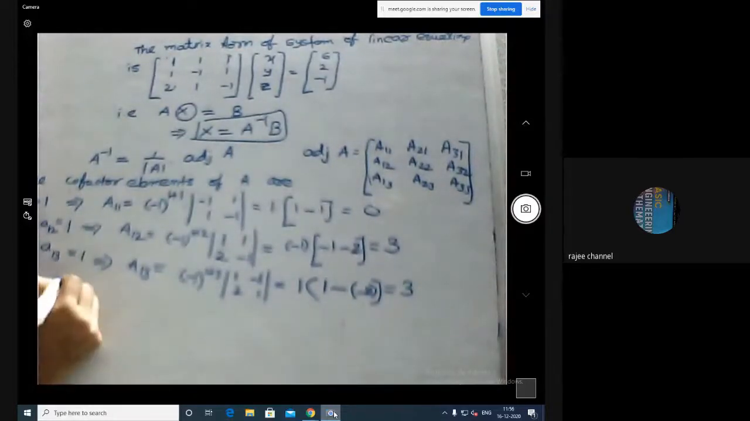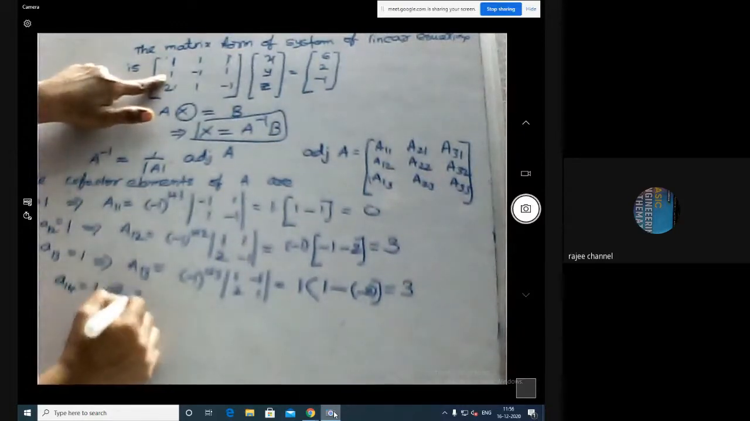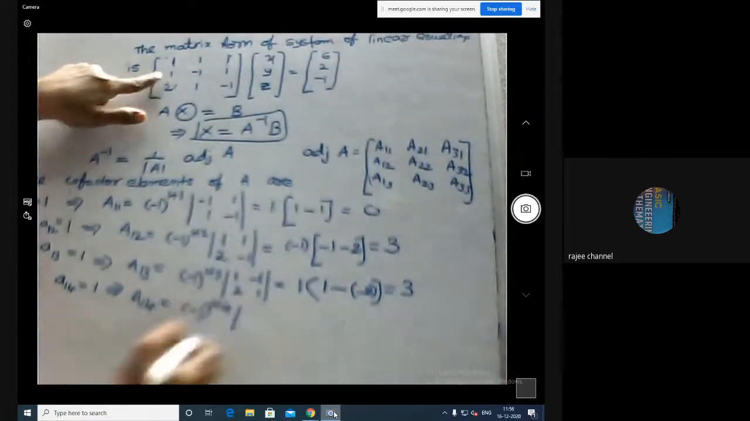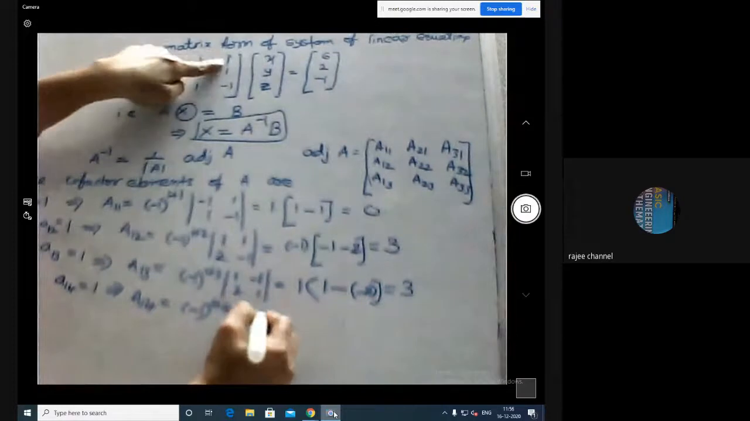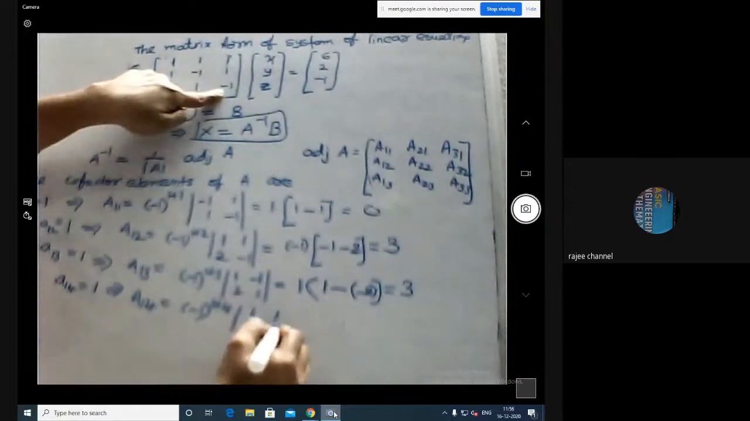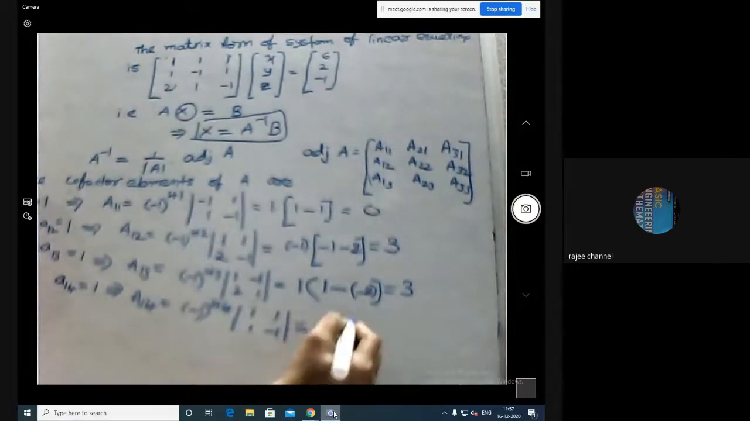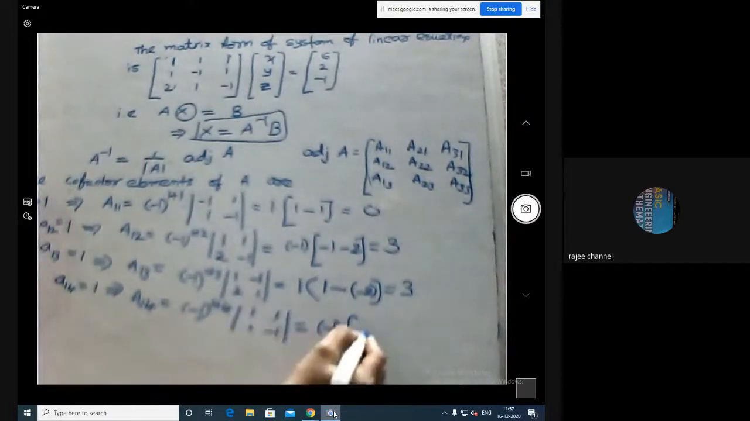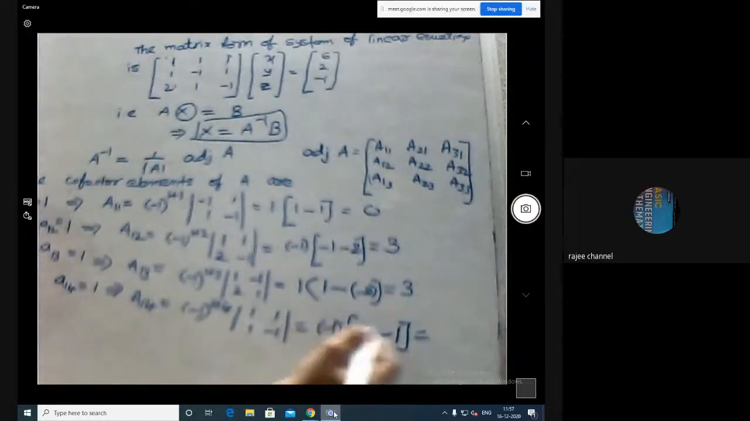Next we find capital A14. Here the capital A14 is 1. So capital A14 is -1 whole to the power of 1 plus 4. Take the determinant, removing the second row and first column. The remaining determinant values are 1, 1, 1, -1. Next, -1 whole power 5 is -1. Now this value: 1 into -1 is -1, minus -1 into 1 is 1, so that is -2, and -2 into -1 gives 2.